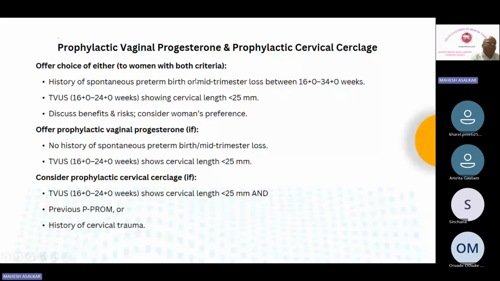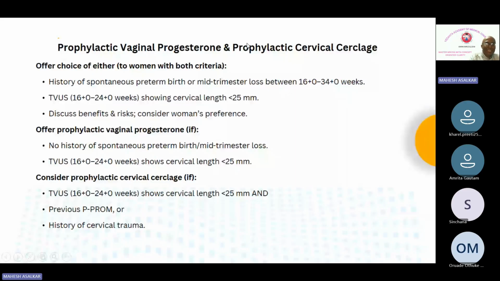Then offer prophylactic vaginal progesterone if there is no history of spontaneous preterm birth or mid-trimester loss, but the ultrasound is showing a short cervical length. So previously either she has not delivered or delivered at full term, but currently the cervical length is less than 25. Then what will you offer? You will offer vaginal progesterone only. Most of the time we tend to select cervical encirclement.